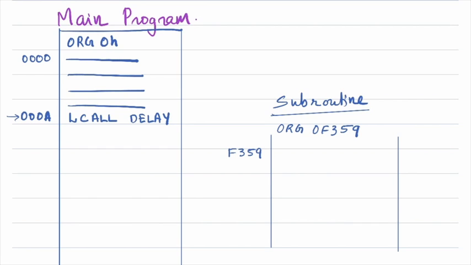And remember, lcall delay is a 3-byte instruction. That means this lcall delay will take 3 bytes to store the code of the instruction itself. And so naturally the next instruction, whatever it is, will be after 3 bytes. So 000A, 000B, and 000C will be occupied by the lcall instruction, and the next instruction will be residing in 000D. So this has to be understood.